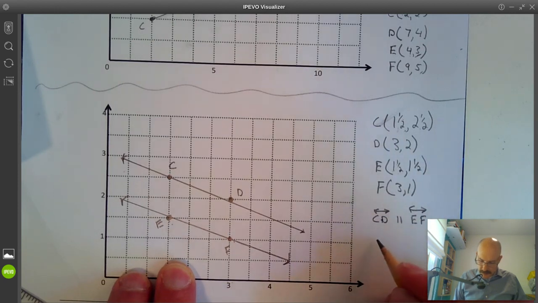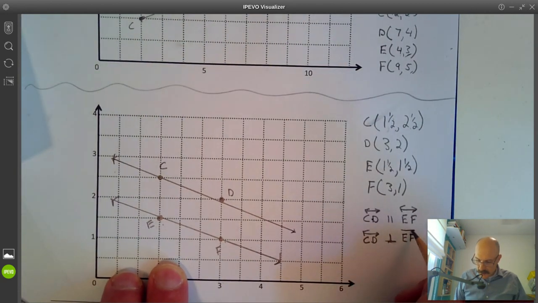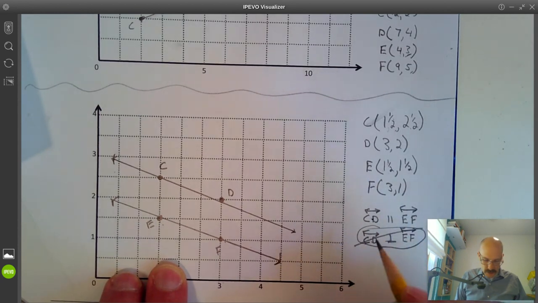And I'm also going to add that line CD is not perpendicular. We're going to learn about perpendicular in our next lesson. So line EF is not perpendicular to CD. All right.